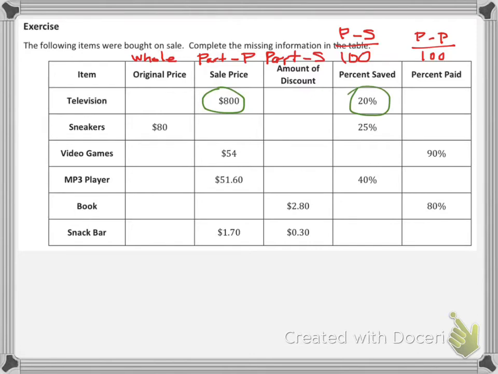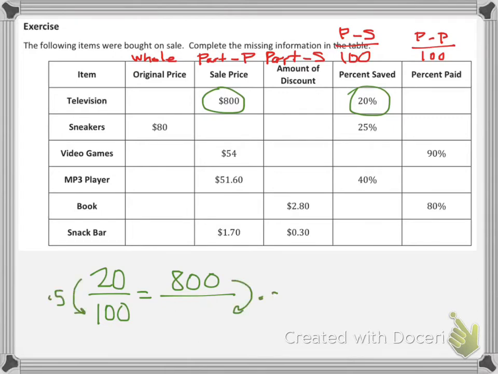In fact, if we don't pay attention to what type of part we have, you might say, oh, 20%, that means 20 per 100. That's equal to the sales price. That goes on top. And then use a constant. Okay, no problem. This is times 5, 20 times 5, 800 times 5. Well, 800 times 5, that's going to be 4,000. So the original price of the television is $4,000.